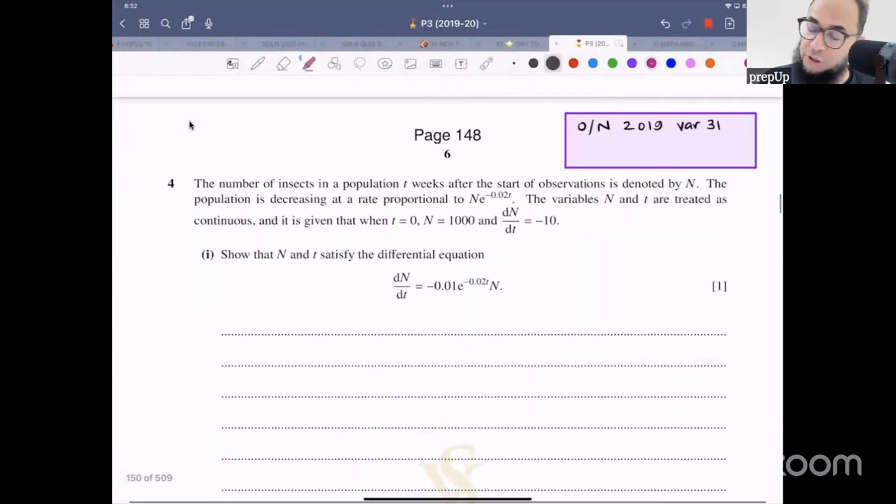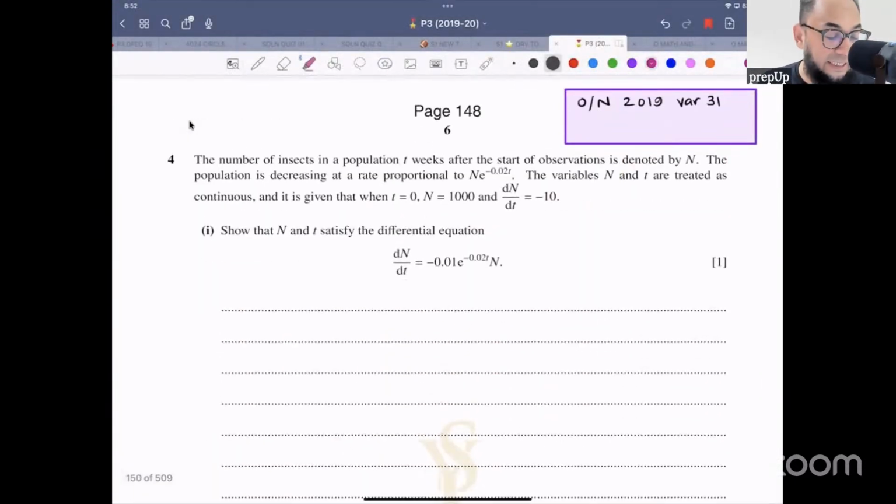Let's go to the fourth question, and now it's the November series. A different kind of question, an exponential type of question. So we came across some log questions. Now it's the exponential type.